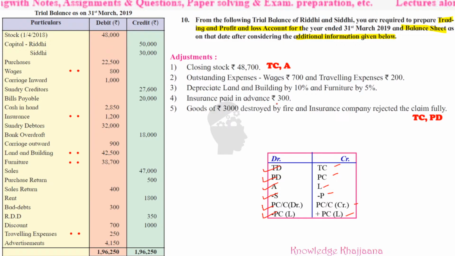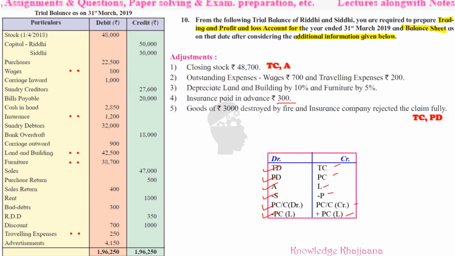So the 300 rupees which were extra paid for the unexpired period should be deducted from wages, and the same should be recorded as an asset under current asset. Next, goods of rupees 3,000 destroyed by fire and the insurance company rejected the claim fully.